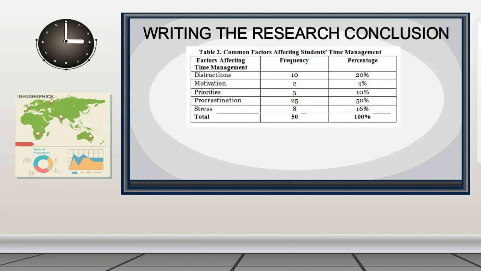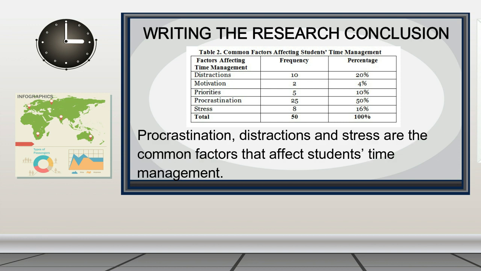Going back to our sample table, let us try to come up with a conclusion to answer our research question. What are the common factors that affect students' time management? Remember that your conclusion should be derived from the results or findings. Based on the table, we may conclude that procrastination, distractions, and stress are the common factors that affect students' time management. There you have it, the last 3 parts of our research paper.